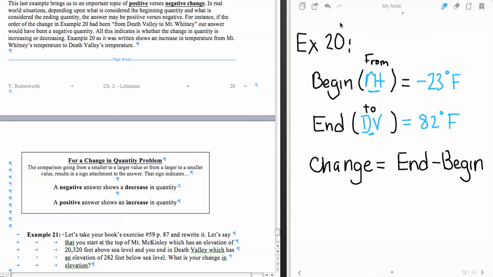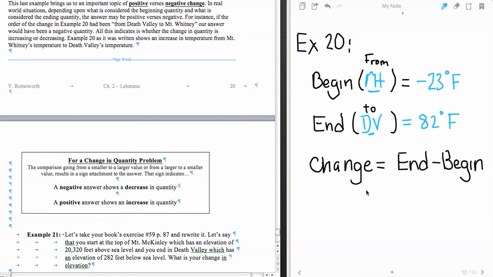This will wrap up our last lecture from our last concept in section 2.4, change in quantity problems. So we were in the middle of example 20 when we cut off last time, so we're just going to finish that. We have all of our information written down here, so we are ready to find that change.